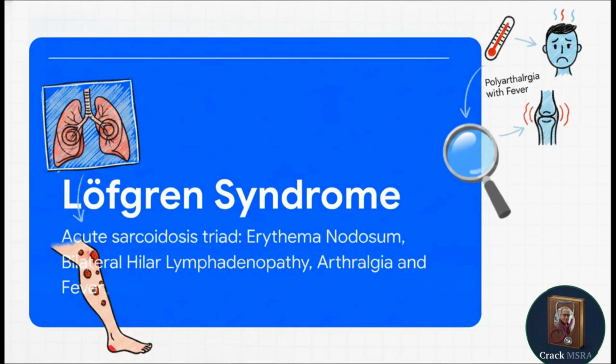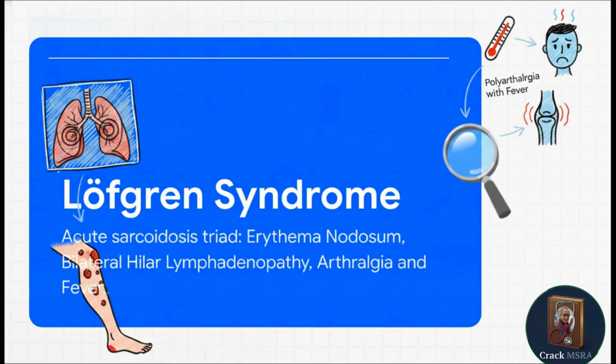Shifting gears over to sarcoidosis, you absolutely, unequivocally must know Lofgren syndrome. This is an acute, famously benign presentation of sarcoidosis. It's defined by a very specific triad: erythema nodosum, those tender red nodules usually popping up on the shins, plus bilateral hilar lymphadenopathy, or BHL, on the chest x-ray, and finally, polyarthralgia with a fever.